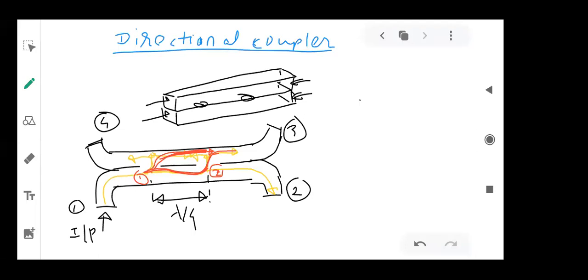So the power which is available in the upper arm from the first aperture when it moves to the right hand side, and the power which is coming from aperture number 2 and moving towards the right hand side, both have traveled the same distance. That is lambda by 4. So there won't be any phase difference between the two signals which are coupled from port number 1 and port number 2. Since there is no phase difference, both the signals will get added and they will move towards port number 3 and will be available at port number 3. Now look at the other part of the signals which are trying to travel on the left hand side.